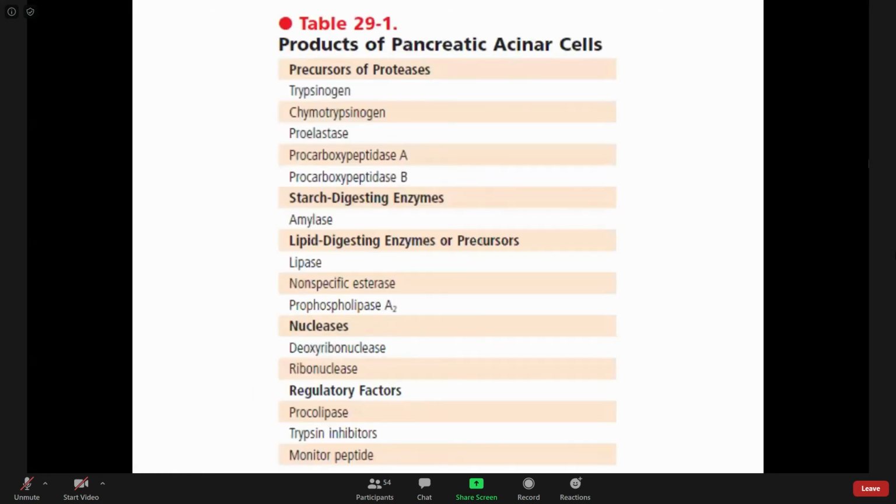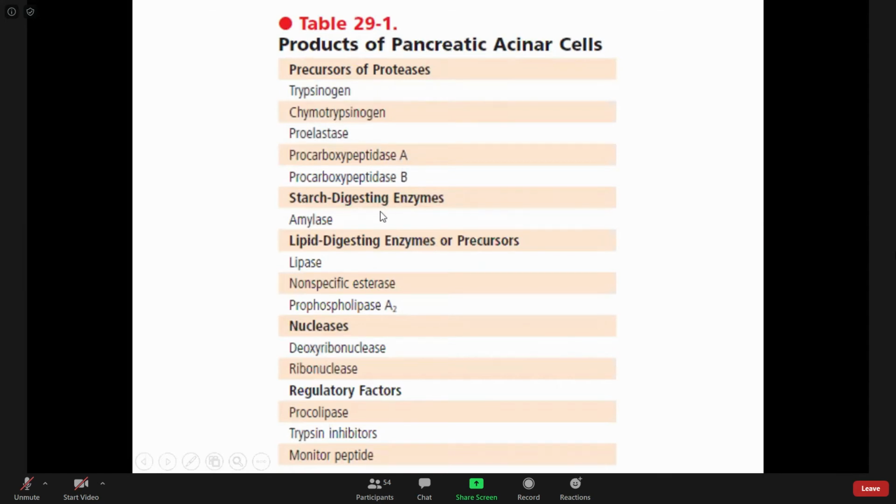There are different enzymes present in the pancreatic acinar cells. These are the proteolytic enzymes: trypsinogen, chymotrypsinogen, procarboxypeptidase A, procarboxypeptidase B, and proelastases. They are proteolytic enzymes, but they are released in the inactive form. Once they come in contact with the brush border enzymes, they are converted into the active form. Trypsinogen is converted into trypsin, chymotrypsinogen into chymotrypsin, and procarboxypeptidase into carboxypeptidase.